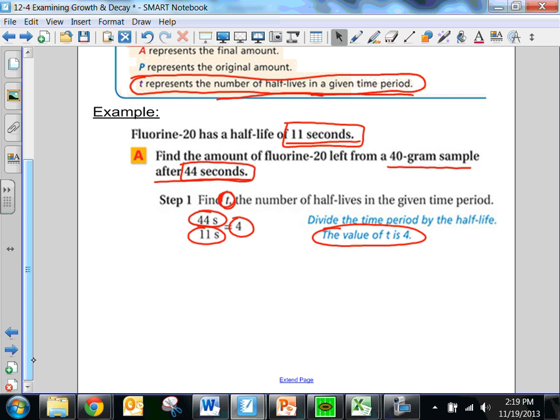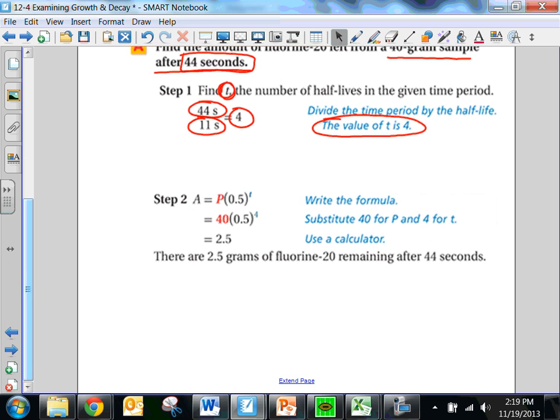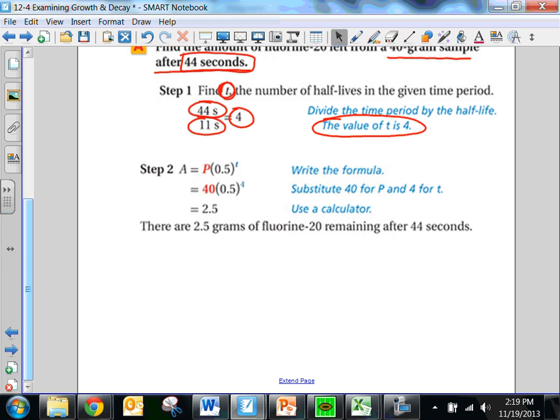And so when we do the function here, we're going to put 40 in. That was the amount, the grams in the problem. We're going to put 4 in right there. That's a 4 if you can't read it. And then we work that out, we get 2.5. So there are going to be 2.5 grams of fluorine remaining after 44 seconds.